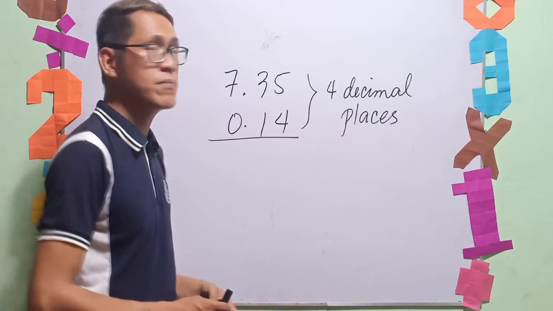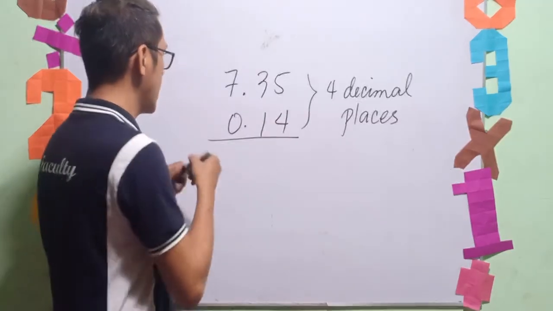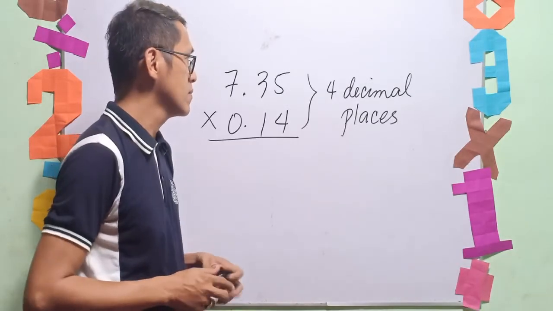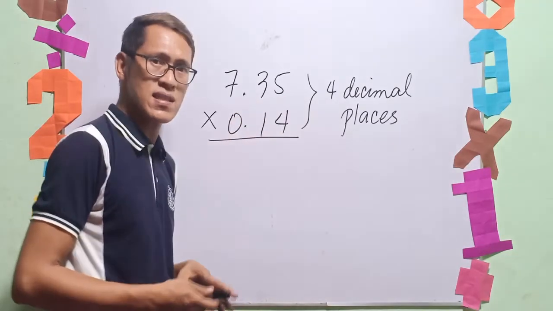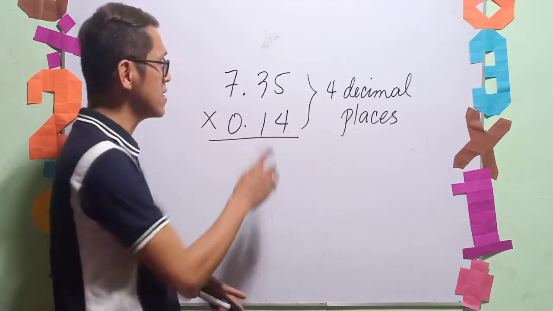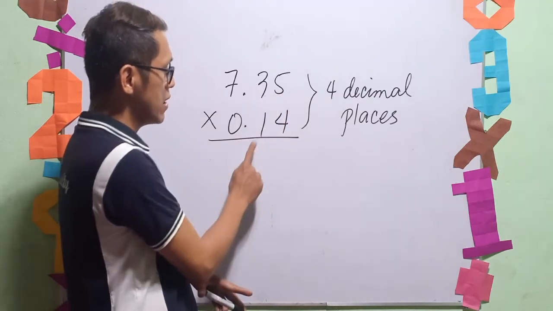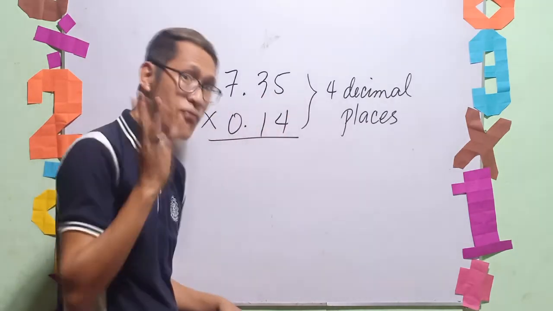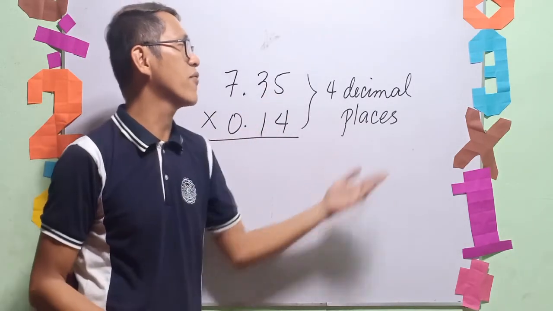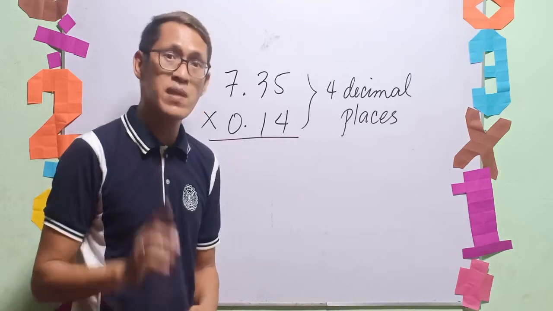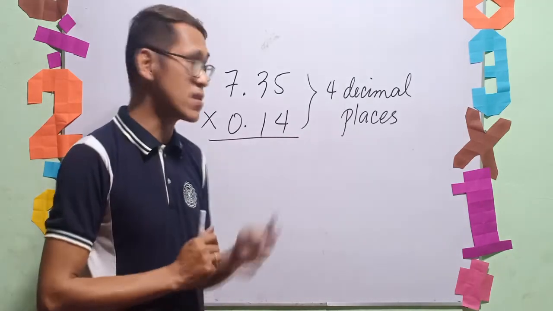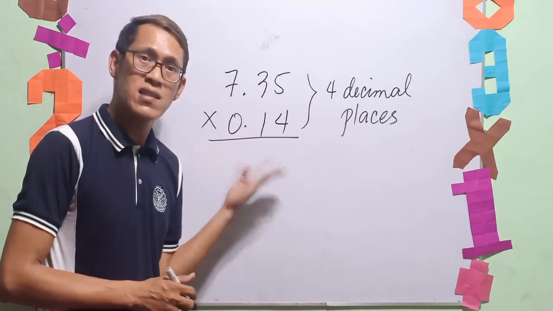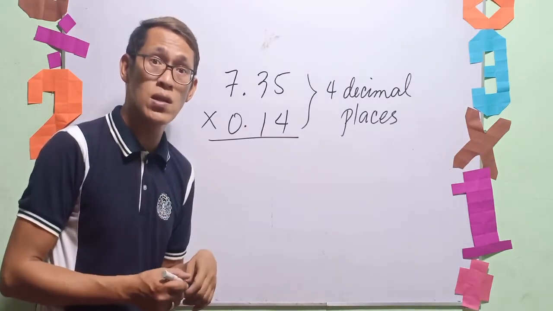Here I have 7.35 times 0.14. So in the factors, let's count the number of decimal places. Here I have 1, 2. Here I have 1, 2. So here you have 2. Here you have 2. That's 4. So in the factors, there are 4 decimal places. Meaning, in the product, there must also be 4 decimal places. But first, let's multiply them like whole numbers.